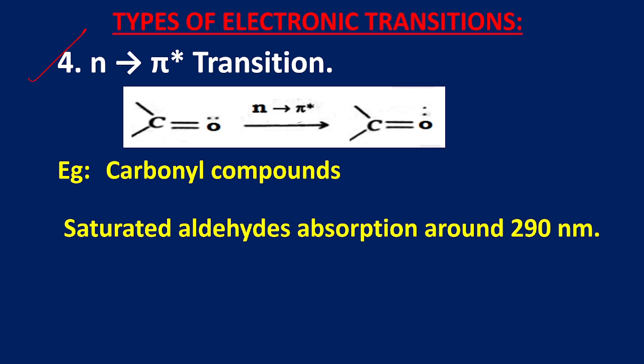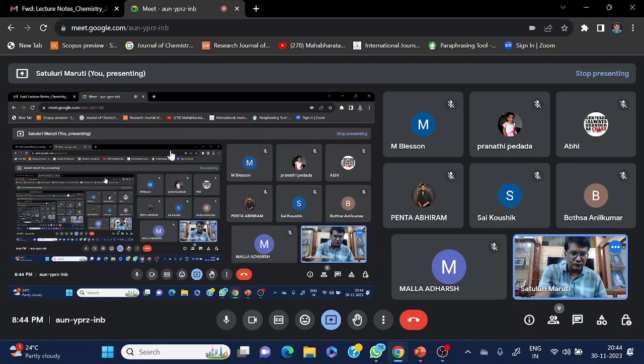Just by observing this diagram you can easily find out. n means a lone pair should be present, non-bonding electrons. This is one of them. And pi star, pi means double or triple bonds. So if the organic molecule contains a minimum of one lone pair and a minimum of one double or triple bond, that means multiple bonds, then such molecules participate in n to pi star transitions, in which the electrons get excited from the n level to the pi star level. I think it is clear. Is it right or not? Got it or not? Anyone?